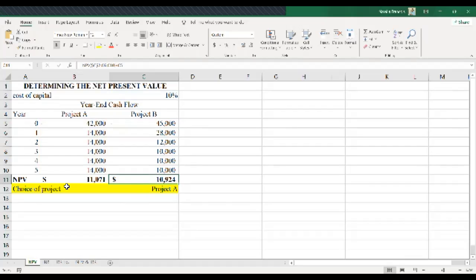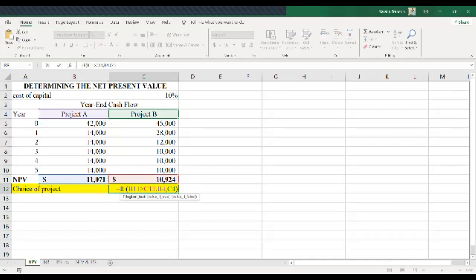Now, which net present value is better, bigger, higher? Project A. So our project to be accepted is project A. There's a formula for that as well, if we had several different projects to look at.